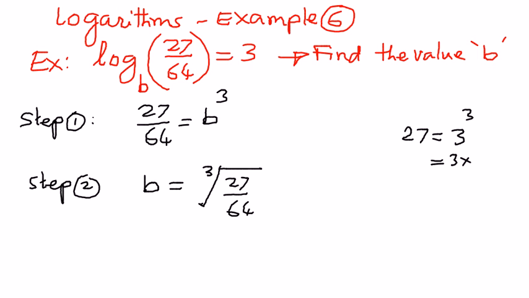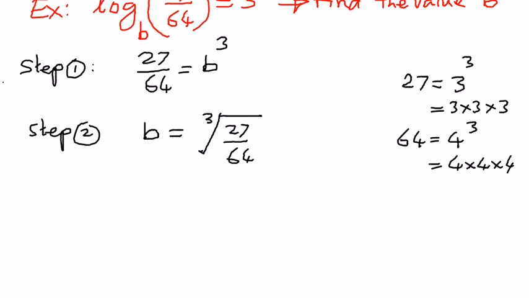3 times 3 is 9. 9 times 3 is 27. Similarly, 64 we should be able to write as some power of some base number. We can write this as 4 to the power of 3. If you look at it, 4 times 4 times 4: 4 times 4 is 16, and 16 times 4 is 64. So therefore, we can write this problem as follows.